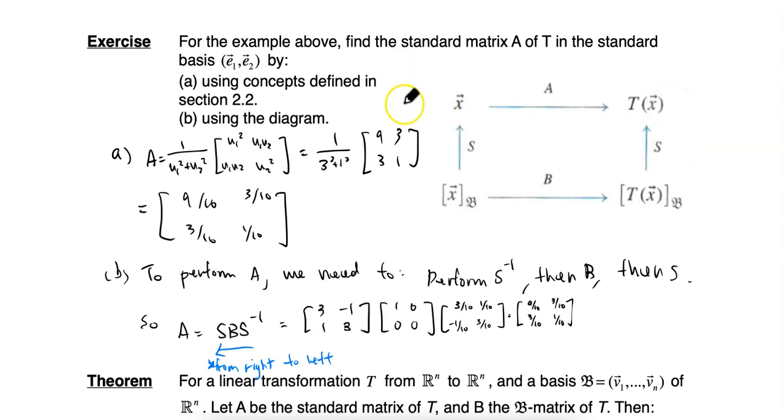Okay, let's read the question. For the example above, so the projection on the line spanned by vector 3, 1, find the standard matrix A of T in the basis E1, E2, so in the standard basis. There's two ways we can do that. Number one is just using concepts we saw in section 2.2. And number two is to use this diagram and what I explained just now.